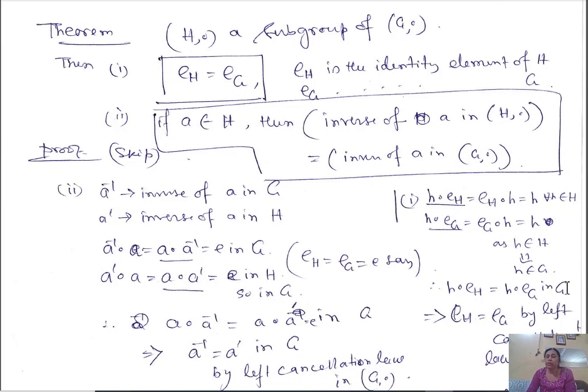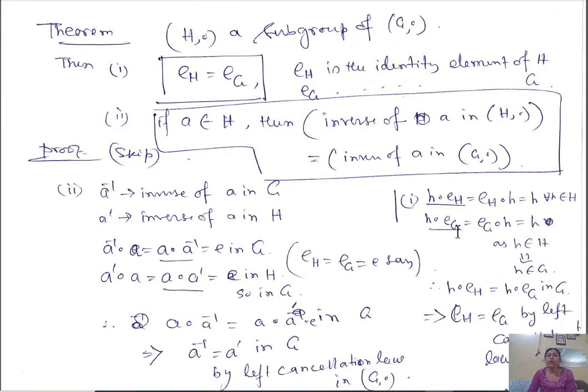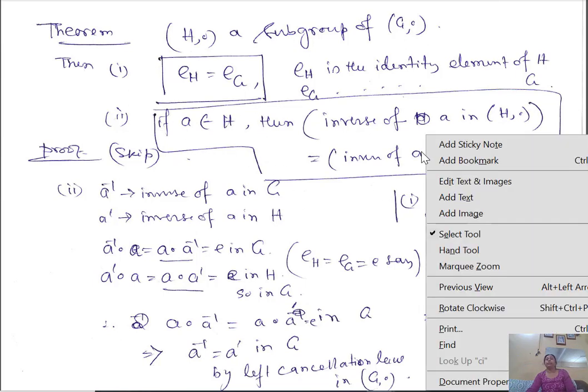Now G is a group, and in a group we have seen that the cancellation laws hold, left cancellation and right cancellation. So use the left cancellation. With h cancelling out, EH and EG become the same. By the left cancellation law in G, EH equals EG. In the same way, you can use the definition of the inverse to show that the inverse in H and the inverse in G coincide for any element A belonging to H. Same definition, same approach.